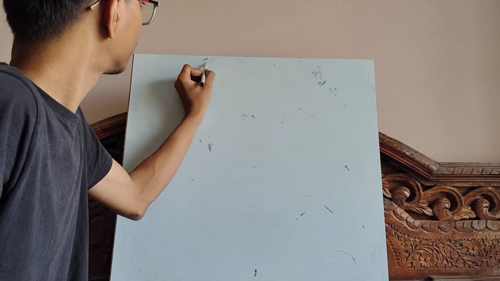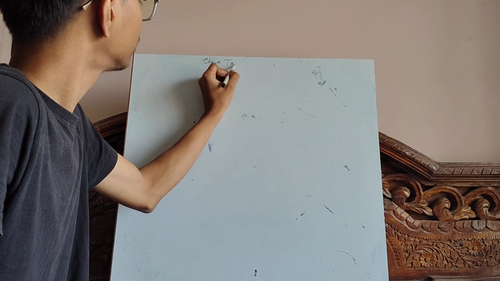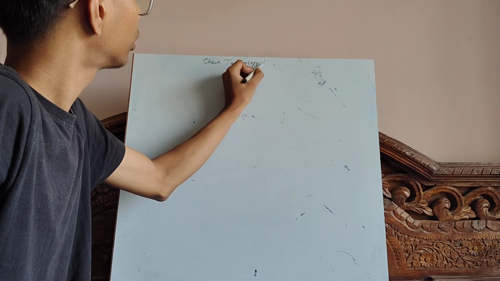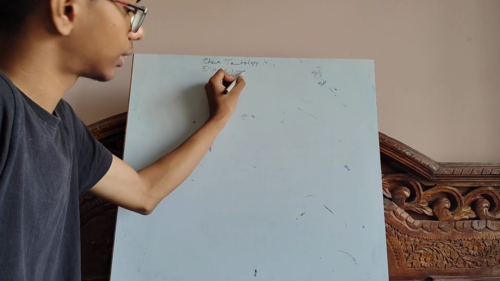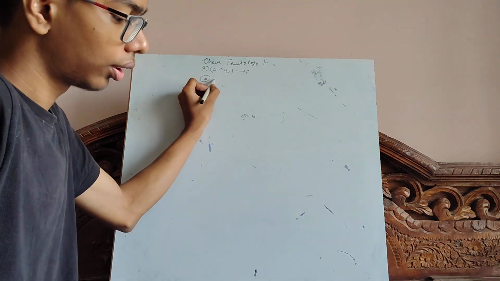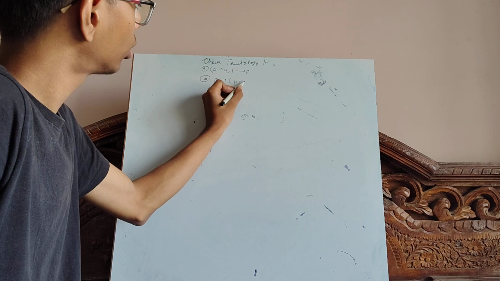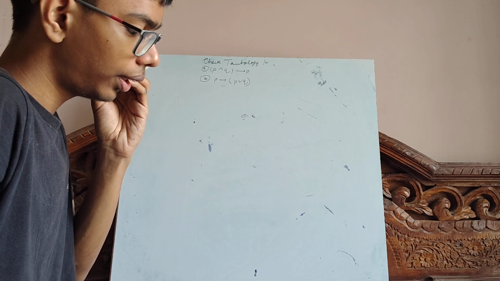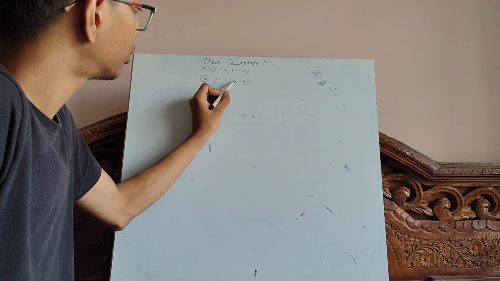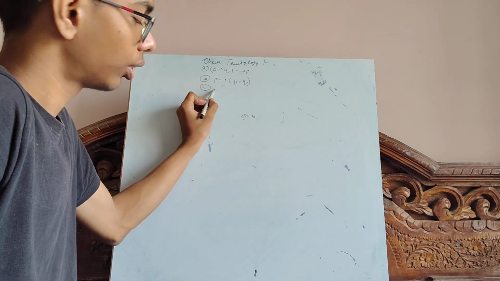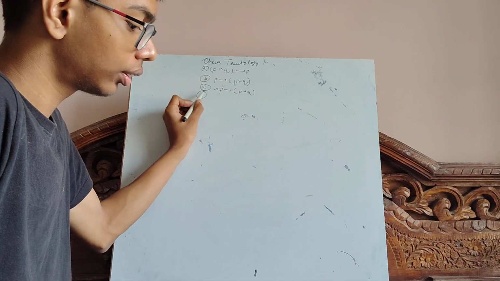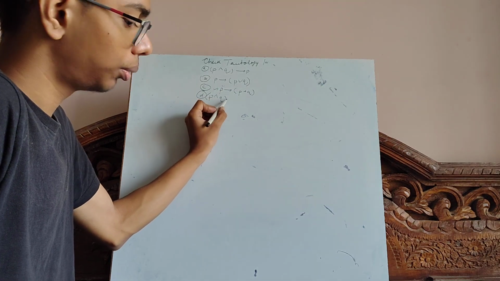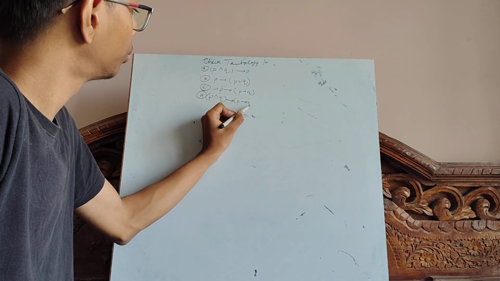For example, let's take an example. I have to check tautology for: A. P or Q implies P. B. P implies P or Q. Actually, A. P and Q implies P. B. P implies P or Q. C. Negation of P implies P implies Q. And D. P and Q implies P implies Q.